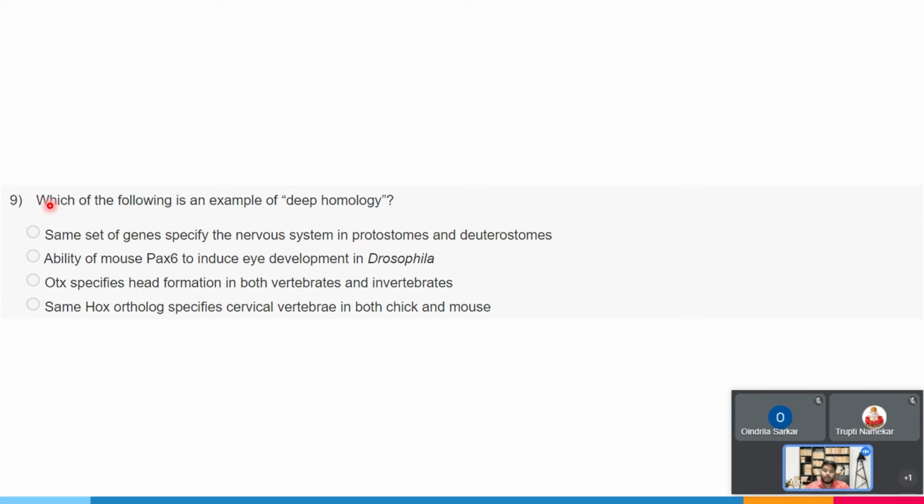So only one option is correct. And which of the following is an example of deep homology? Same set of genes specifying the same thing in protostomes and deuterostomes, PAX6 helping in inducing eye development, OTX specifying head formation, or Hox ortholog specifying cervical vertebrae both in chick and mouse. Which of the following is an example of deep homology? And we will try and answer this. This is only one correct type of question.